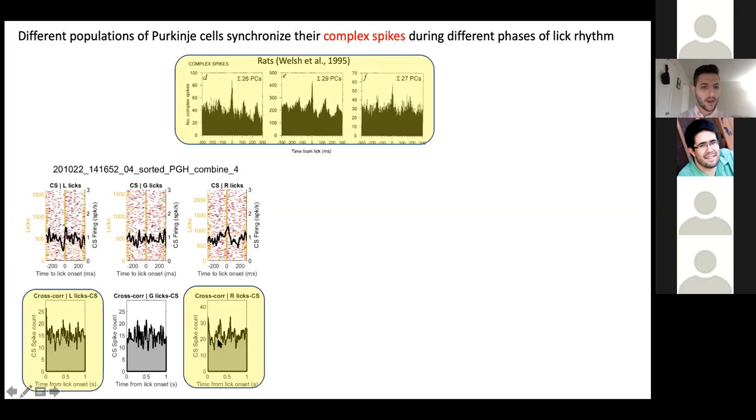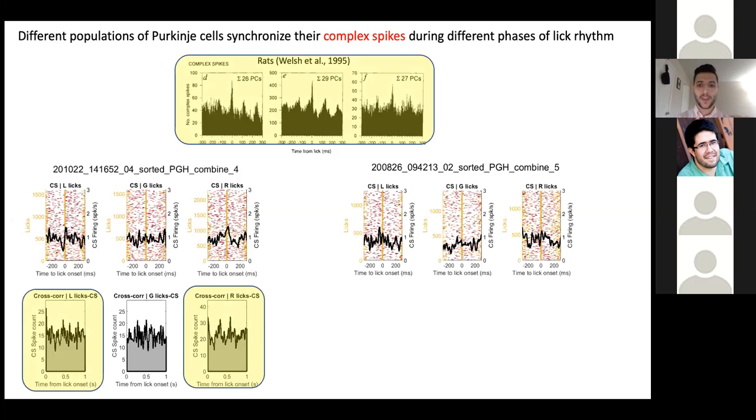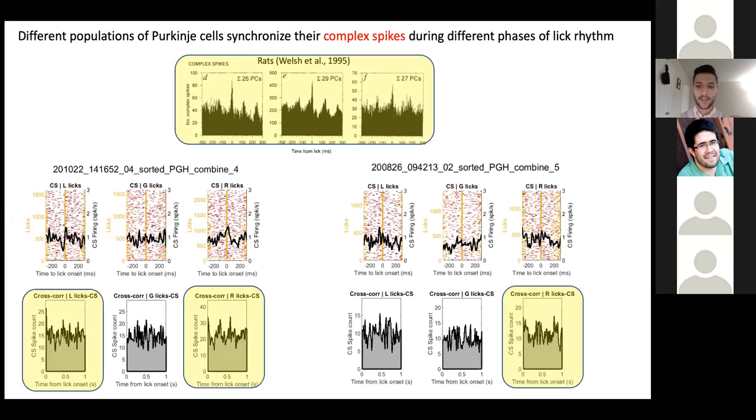Really time locked to lick onset, very much so, and very similar in its look of the cross correlation to that of the work of Welsh. Here's another example of this. And again, you can see this rhythmic bursting that seems to be time locked to lick onset as well in the lick to complex spike cross correlation.